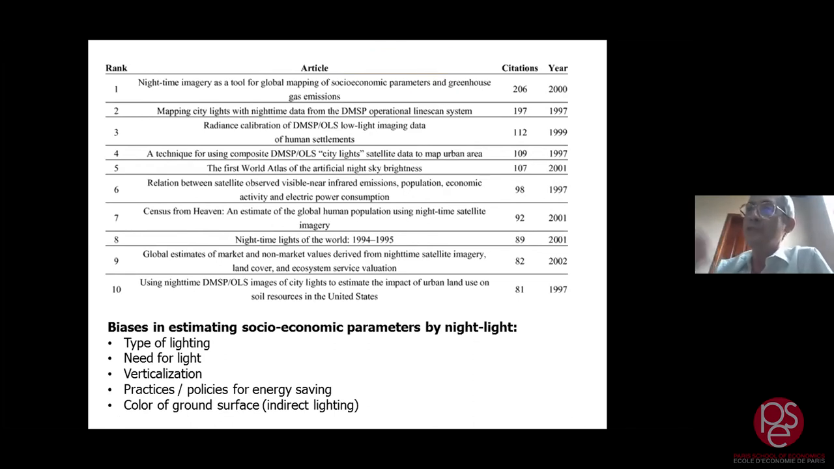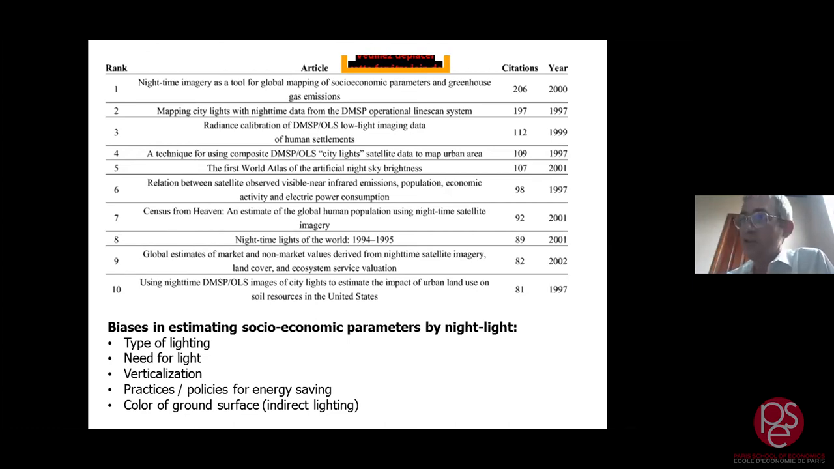From all these studies, obviously I didn't read everything, but I read some papers, and some systematic errors occur in most studies, and they make the modeling of the parameter difficult to reproduce from one place to another. Some biases are the type of lighting, because in some cities they are careful about the kind of lighting in order to illuminate only the ground and not the sky. The need for light, because in some cases you don't need light. Some activities need light. If there is a street with traffic of many people, maybe the need for light will be higher.